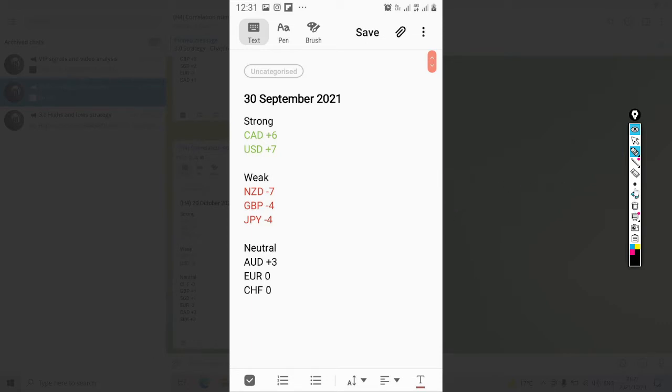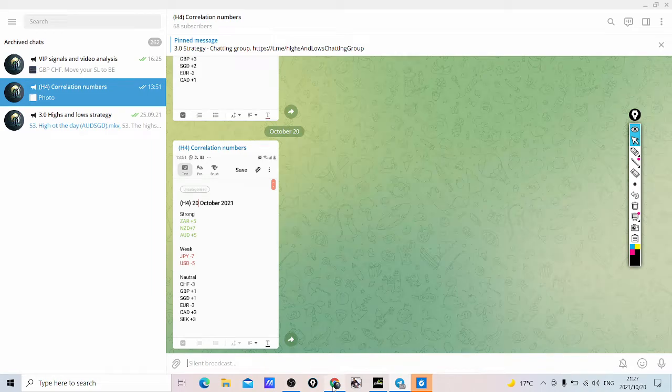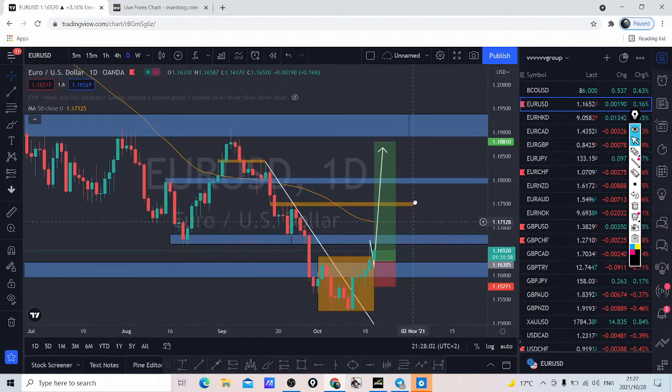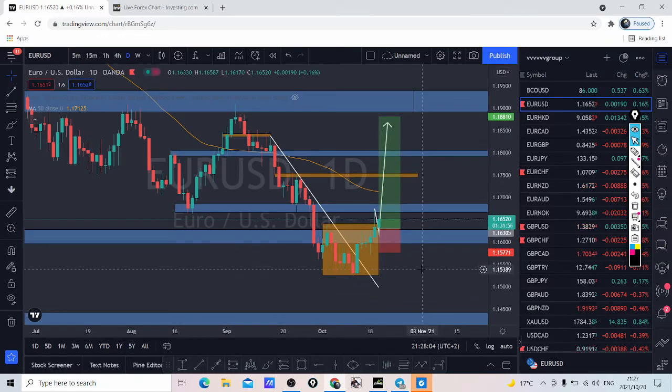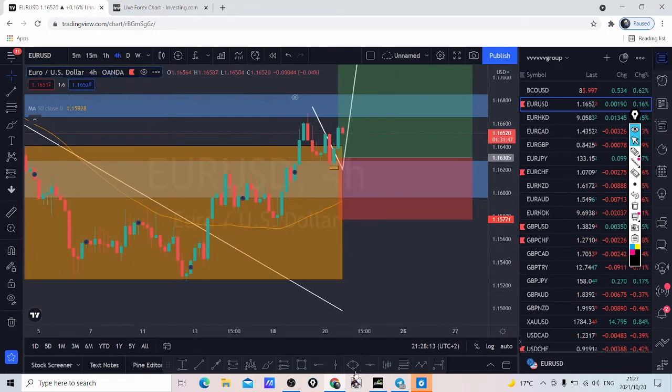So now we are in a ranging phase, because the euro is here in the neutral group. So we may expect a buy maybe next week, but this one is already up because we are pairing it with a weak currency. That's why I'm still in the trade. So that's it on Euro USD.